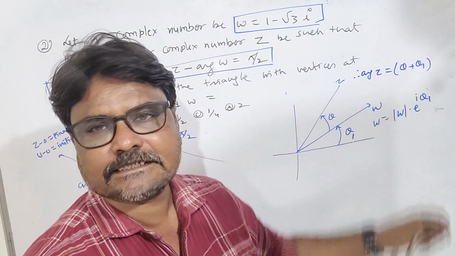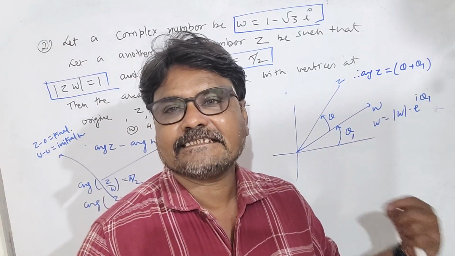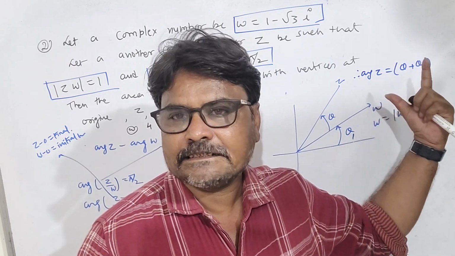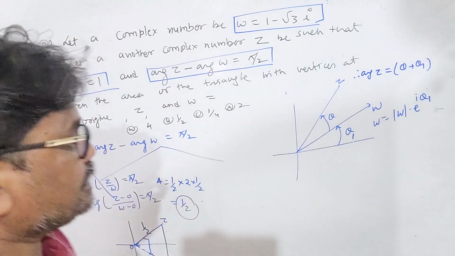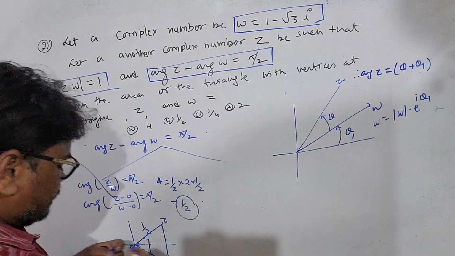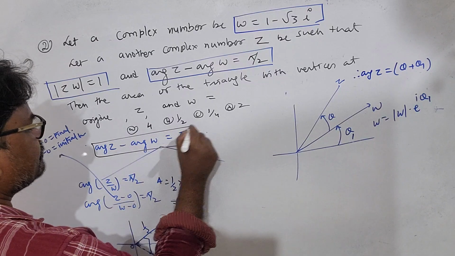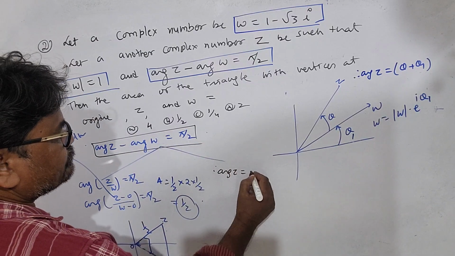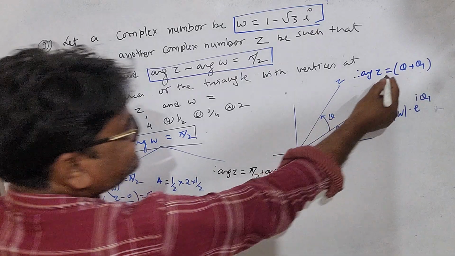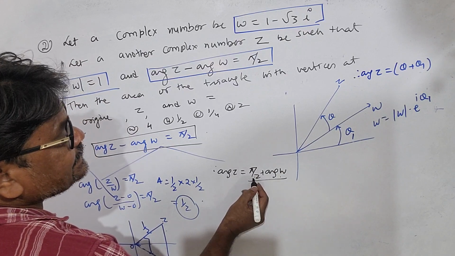But the argument is theta plus theta 1. That shows that w being rotated by theta degree anti-clockwise, so that the argument of z becomes theta plus theta 1. This is the concept of rotation of complex number. Now this concept we can apply over here. Look here, what is given? Argument of z minus argument of w is equal to pi by 2. So this can be written as argument of z is pi by 2 plus argument of w, theta plus theta 1. That means this w is being rotated anti-clockwise through 90 degree.